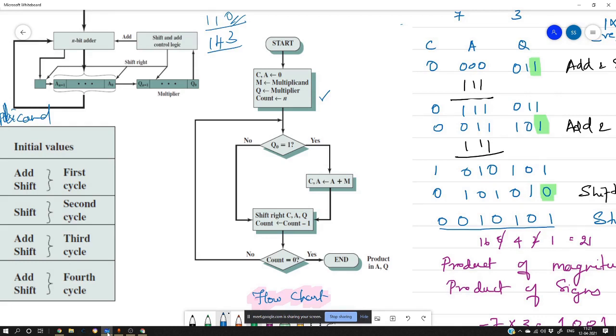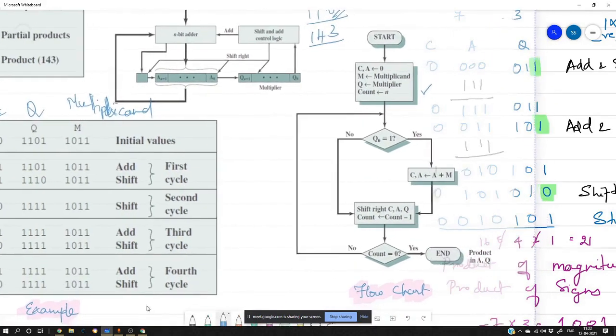So copying 0 and adding 0 with the partial product is not going to give any useful results. We are going to have the same result which was there previously in the accumulator. So that need not be done. So what we do here is we check for the value in Q0. So Q0 is what?